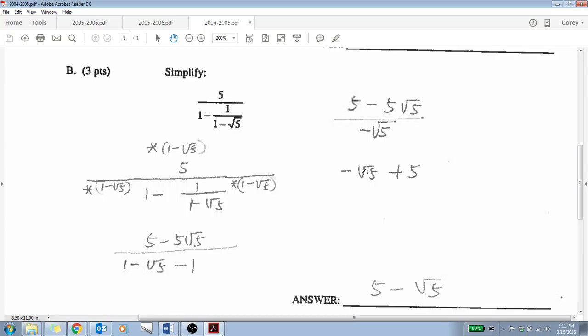So if you didn't follow all that, you can work through the steps by yourself, but I trust that you can rationalize on your own. And so I can write this as 5, usually put the constant term first, 5 minus square root of 5, and that is my final answer.